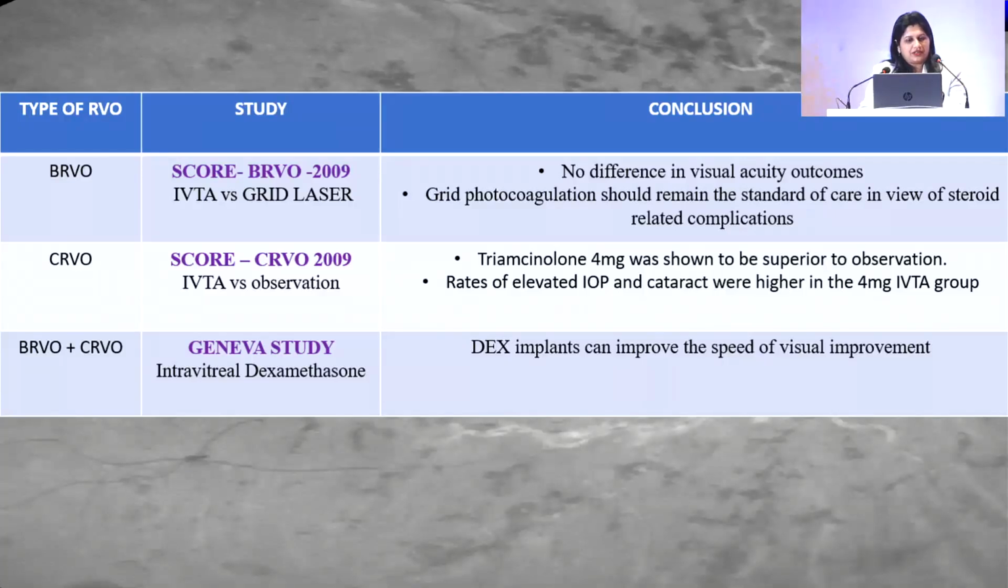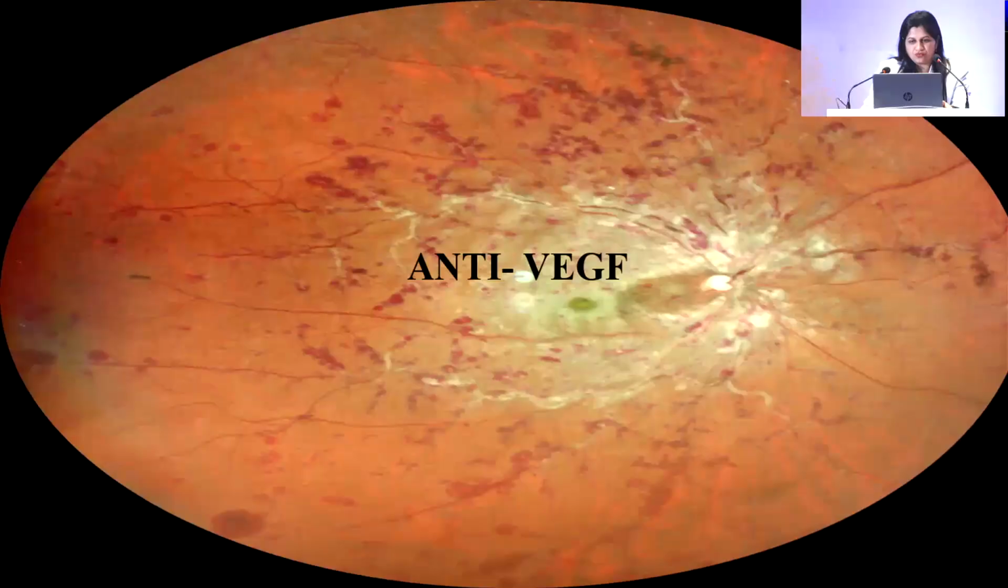Few studies compared intravitreal triamcinolone versus the grid laser, and it was seen that there is no difference in the visual acuity outcomes. In cases of CRVO, when it was compared with observation, it was found to be superior. And in the Geneva study, when it was compared for both BRVO and CRVO, DEX implants can improve the speed of visual improvement.